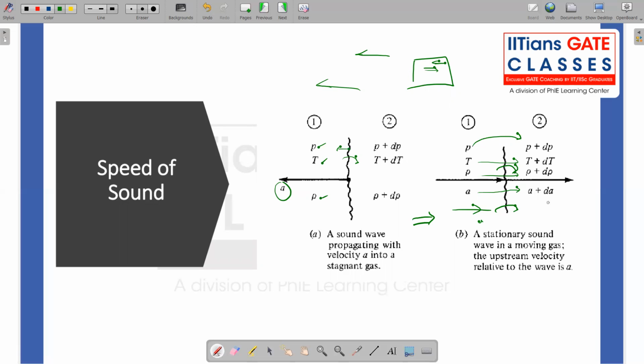So this is unique now, right? In the initial case, we have a constant wave speed moving on a still medium, so A is what we treat as the velocity of the wave. Now we are keeping the wave constant. That means the fluid which is approaching at velocity A will change to A plus dA once it crosses the wave, downstream of the wave, right? So now our idea is to analyze this system.